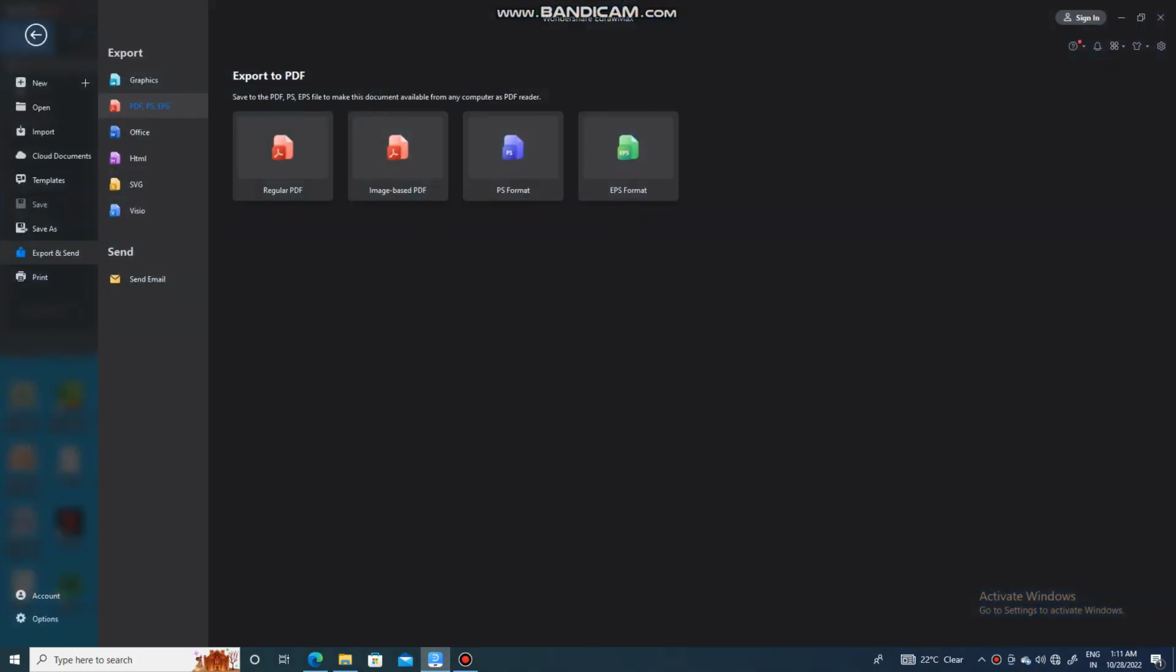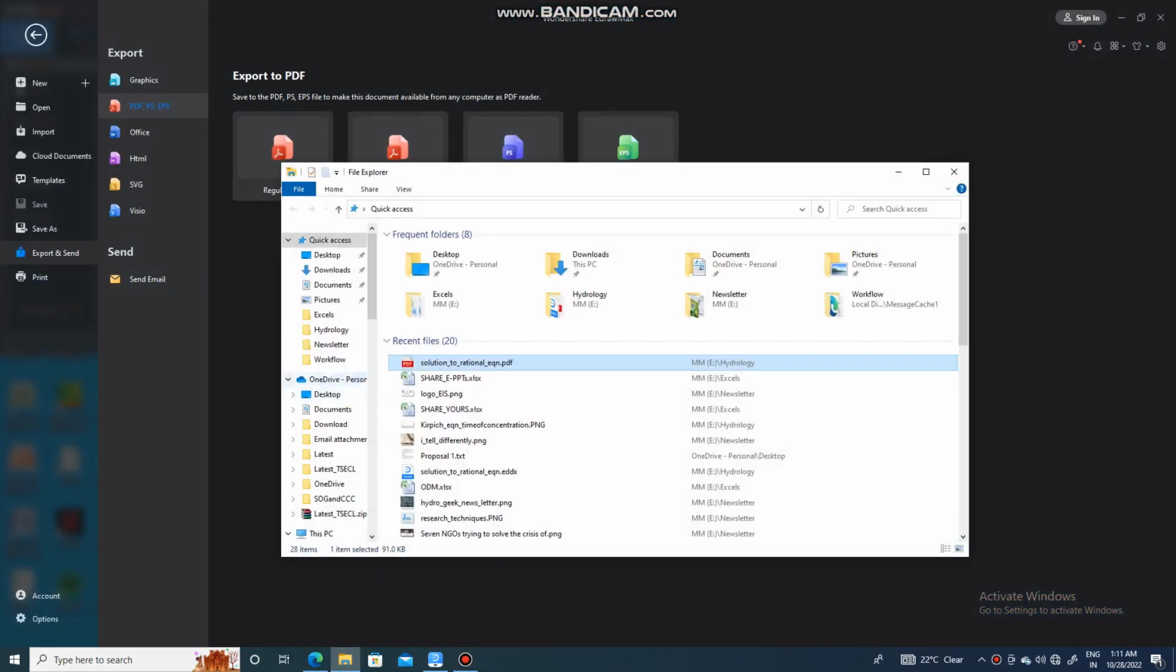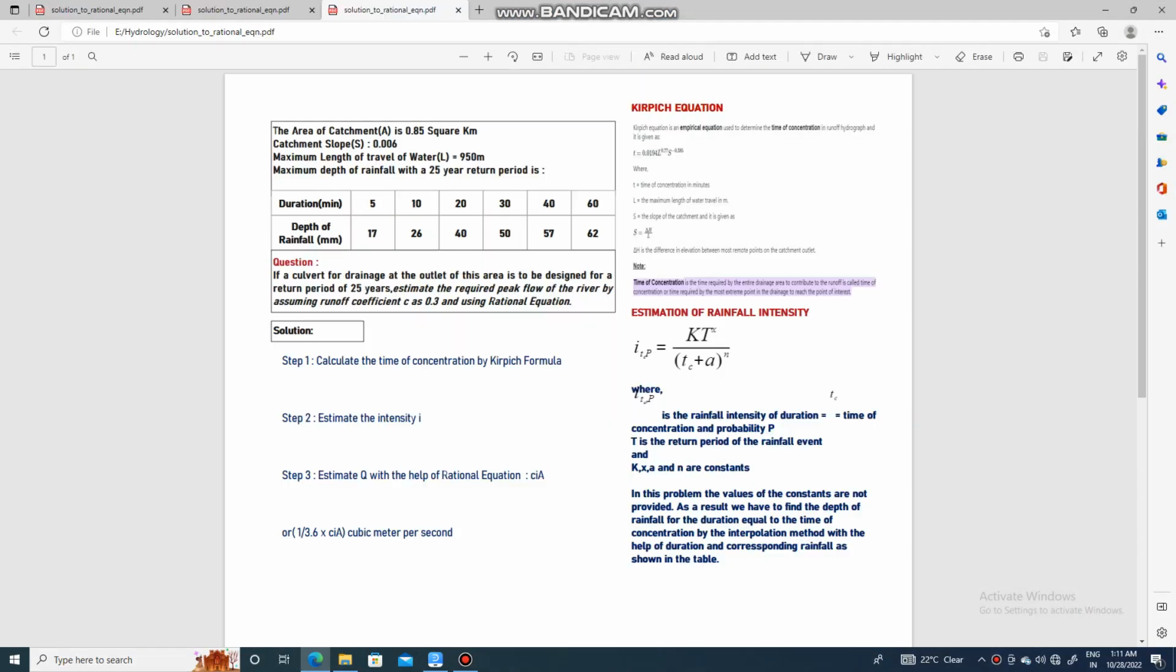So today we will discuss some problems on the rational equations. So the first problem is like this.